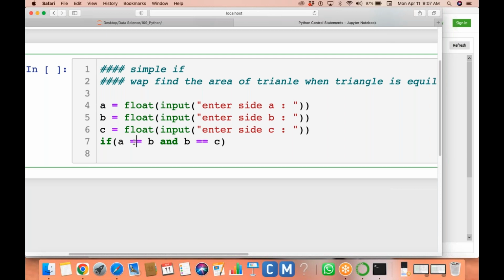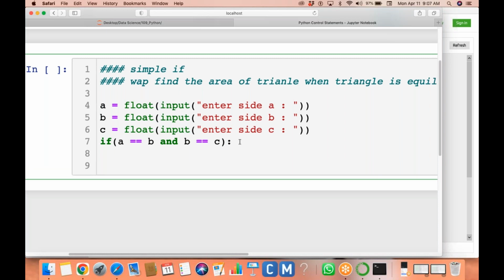Whenever I'm using the keyword 'and', if and only if the first condition is true, then only it will go for the second condition. If the first condition is true, in the sense that B and A are both the same, that's the reason that in the second condition you can use either A or C, sorry, either A or B. If both conditions are true, then I can find the area of the triangle.